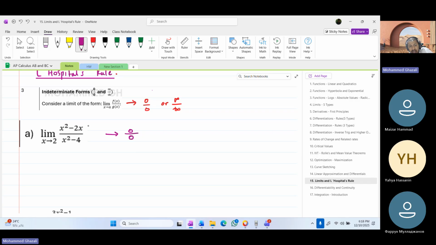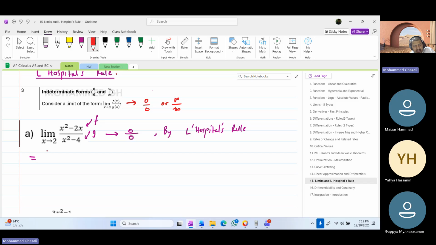So what's the rule here? You create two functions. You say this is the f function and that's the g function. You're going to differentiate the top and differentiate the bottom. So you're going to say, by L'Hopital's rule. It's pronounced as "hospitals." All right, so L'Hopital's rule. You have to say L'Hopital's rule.